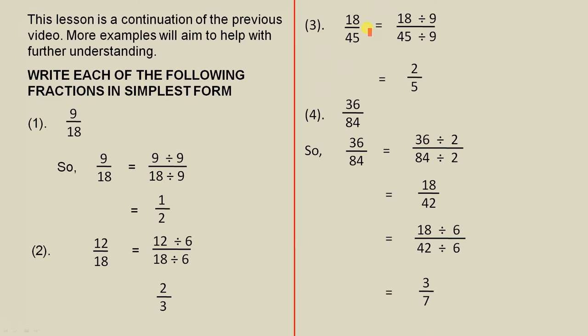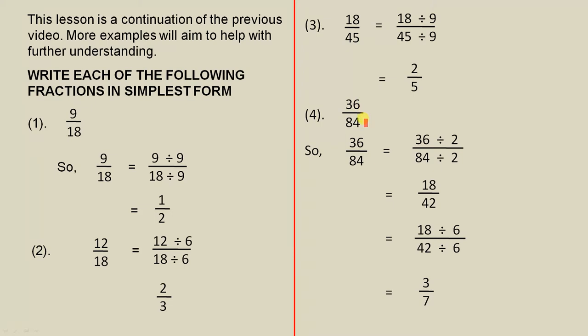Example 3. 18 over 45. Both 18 and 45 are divisible by 9. 18 divided by 9 is 2. 45 divided by 9 is 5. So the simplest fraction is 2 over 5.